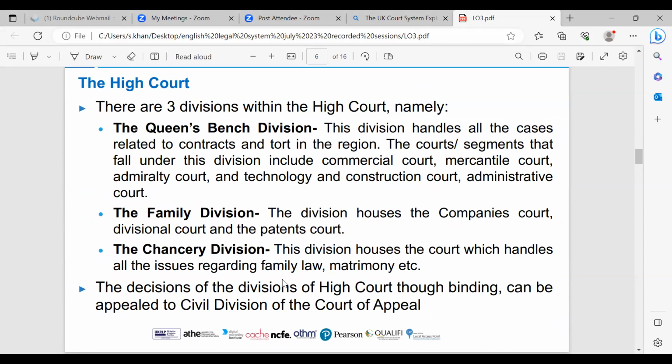Then we have the Family Division. This division houses the Company Court, Divisional Court, and the Patents Court. And then the Chancery Division, this division houses the court which handles all the issues regarding family law, matrimony, etc. The decisions of the divisions of the High Court, though binding, can be appealed to the Civil Division of the Court of Appeal.